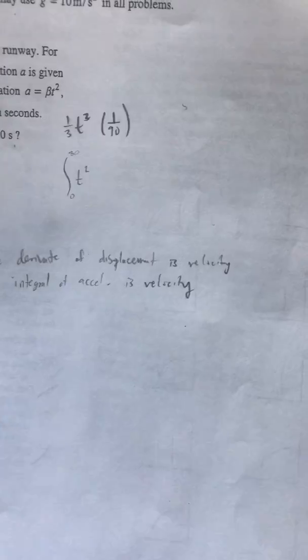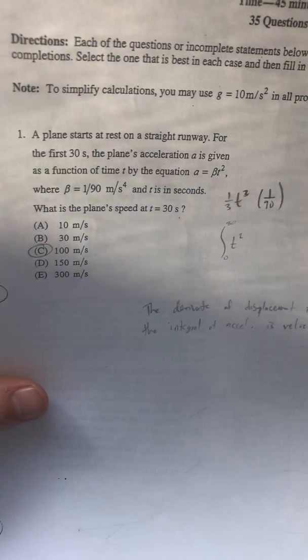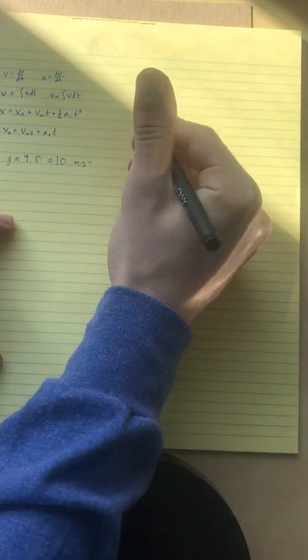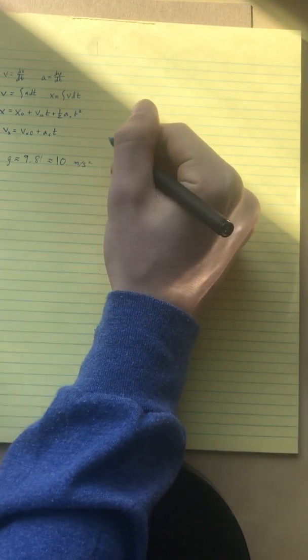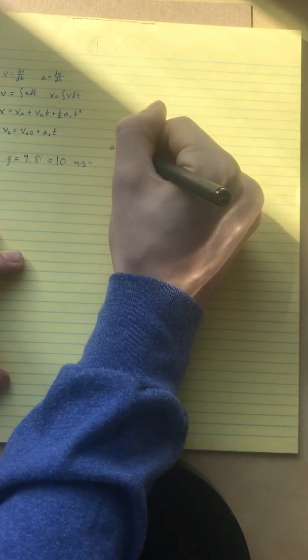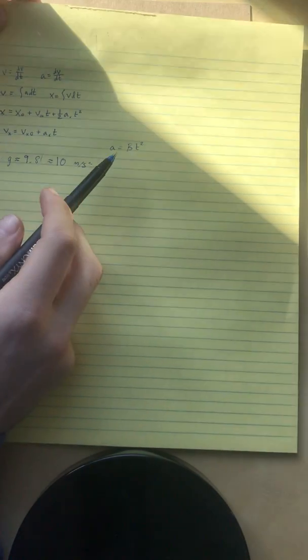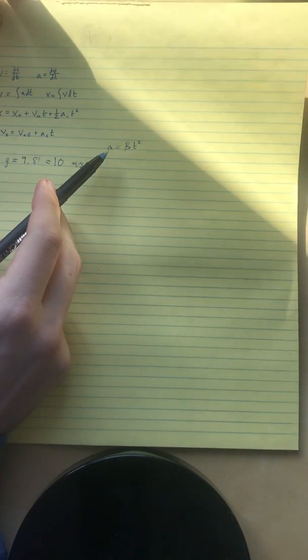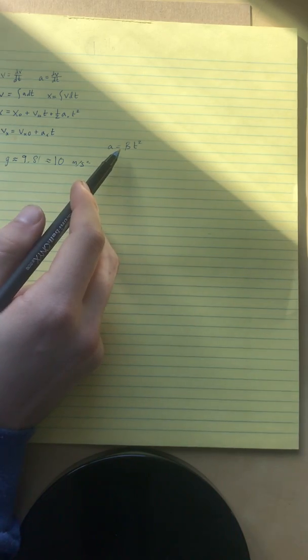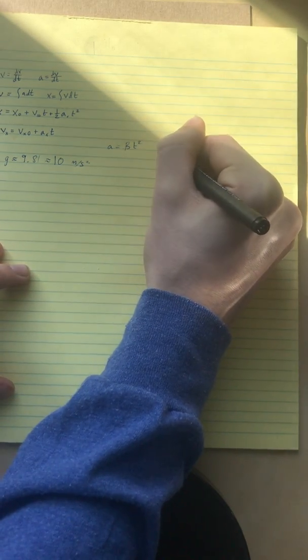For this problem, there's two ways that we can do this. The first being that they give us the equation for the plane's acceleration, a, so acceleration equals b t squared. Now if we take the integral of this, we can get velocity. So we'll take the integral of this.